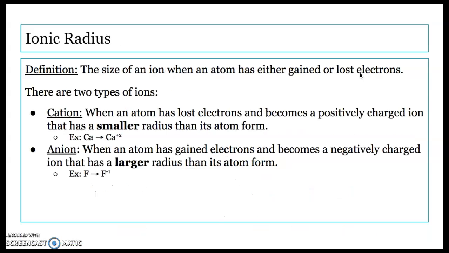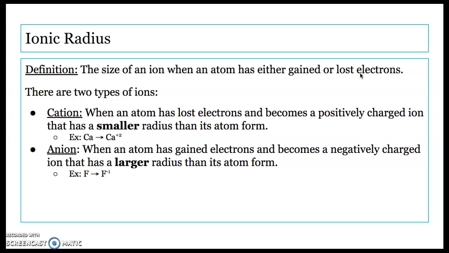Ionic radius is the size of an ion when an atom has either gained or lost electrons. So some types of ions that we have here, some new words. A cation is when an atom has lost electrons and becomes positively charged, and therefore its ion has a smaller radius than the atom. So for instance, calcium going to calcium plus 2.